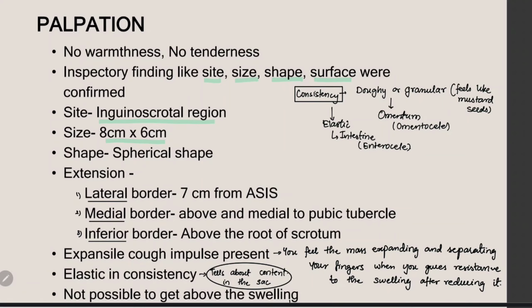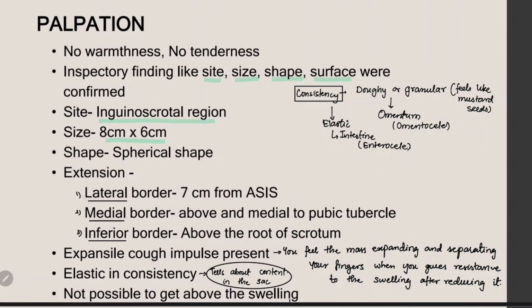Lateral border 7 cm from anterior superior iliac spine. Medial border above and medial to pubic tubercle. Inferior border above the root of the scrotum.